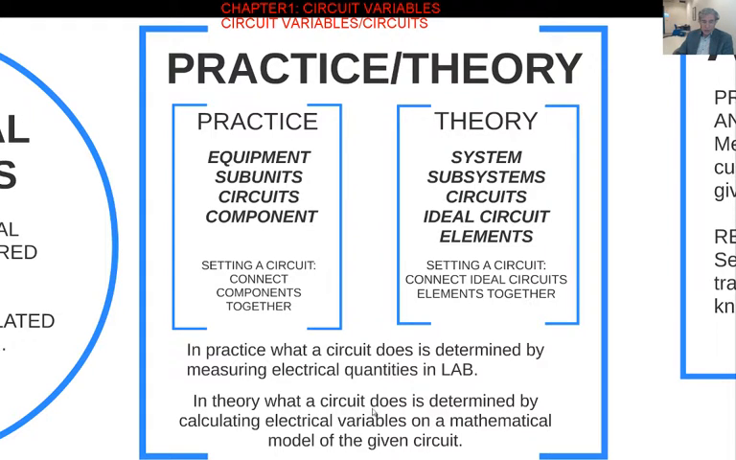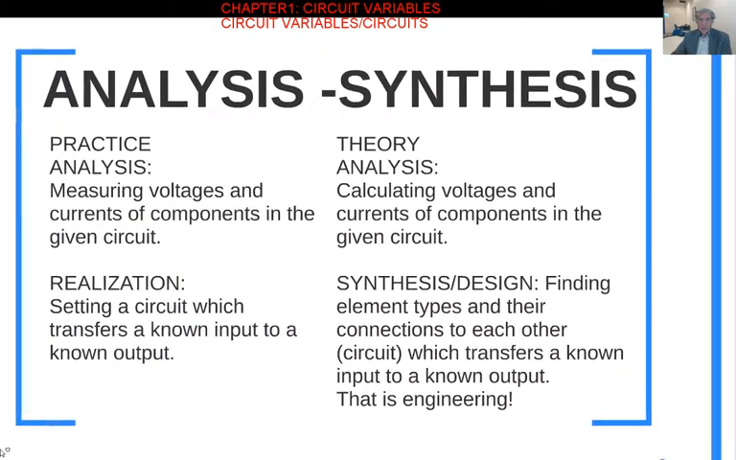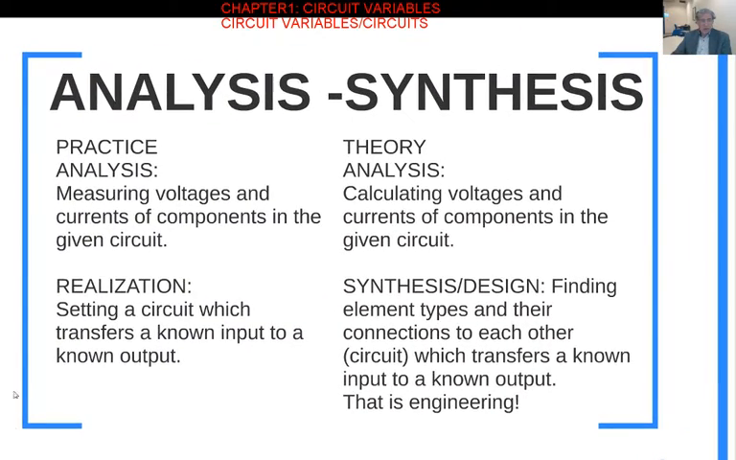In theory, what a circuit does, that means the aim or the purpose of the circuit, is determined by calculating electrical variables on a mathematical model for a given circuit. So the aim is important in the system. So let's come to the next frame. So we mentioned the circuits, and then we explained the relation between these circuits and the circuit variables.